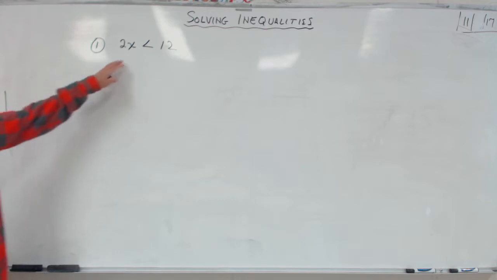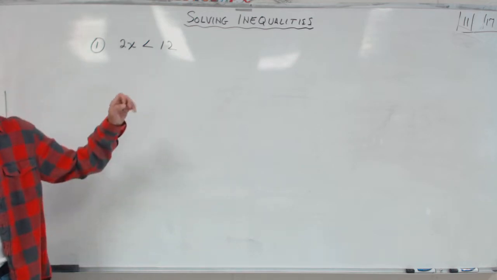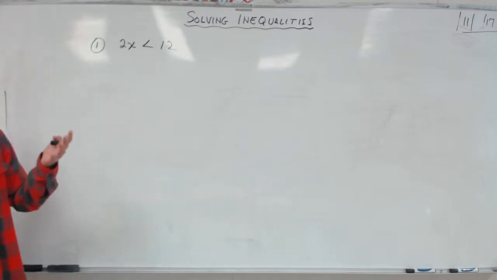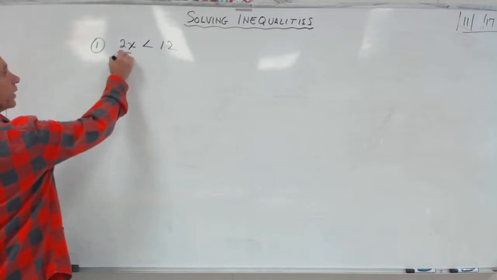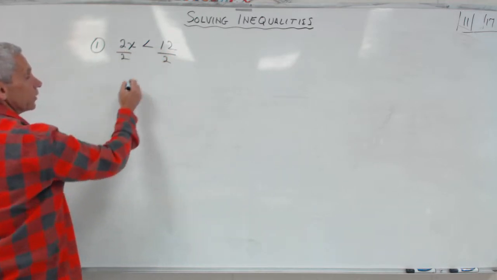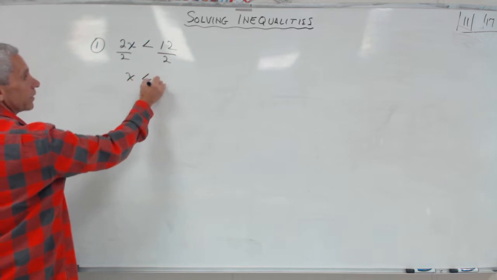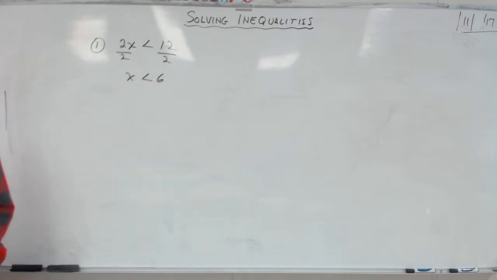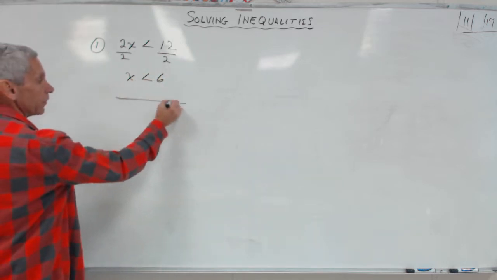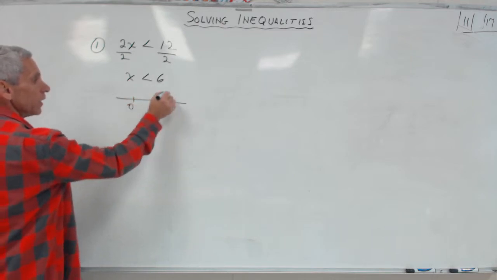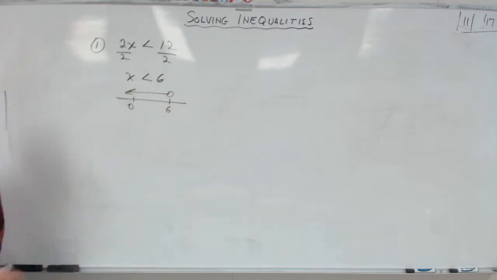If it had said 2x is equal to 12, what would you do? Divide by 2. You do the same thing. You divide both sides by 2, and that gives me x is less than 6. And then I have to graph it. Here's 6, here's 0, x is less than 6, there we go. Yay. It's pretty easy. Okay, that was really easy.